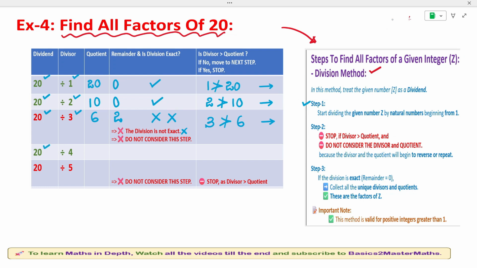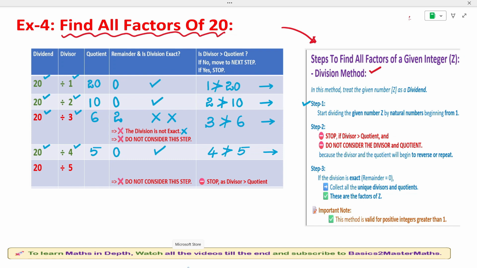When we divide 20 by 4, we get 5 as the quotient and 0 as the remainder. So, this division is exact. In this case, the divisor 4 is not greater than the quotient 5. So, move to the next step.